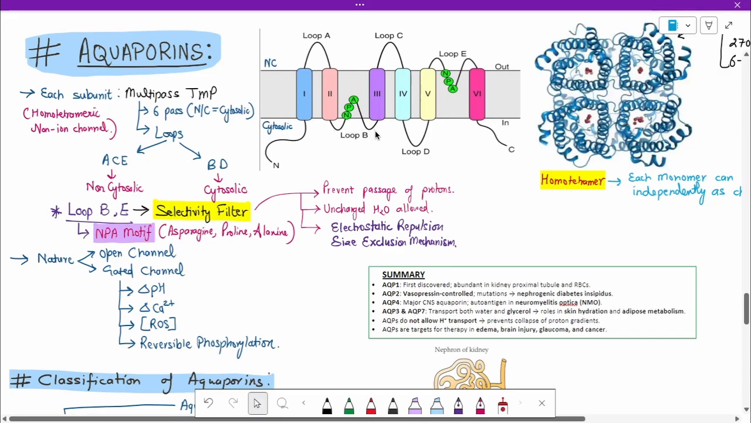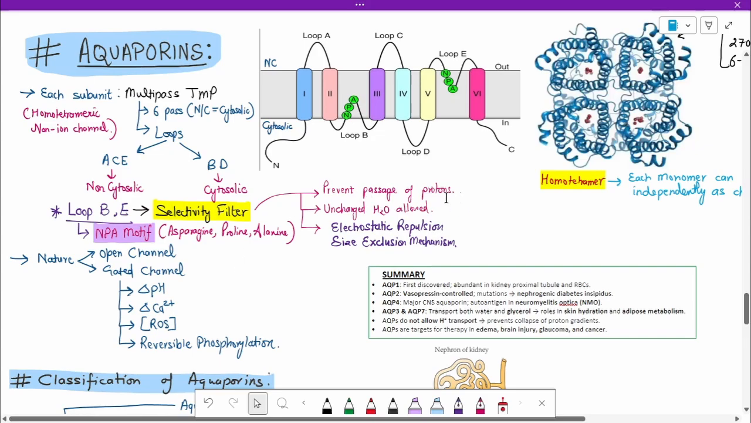On both these loops, either loop B or loop E, we have specific amino acids. We have asparagine, proline and alanine, the NPA domain. Now this NPA domain forms the selectivity filter. Have you ever wondered how these aquaporins know what molecule to transport? This is due to this selectivity filter, the NPA filter. We have the amino acids asparagine, proline, and alanine, which decide the selectivity of this filter.